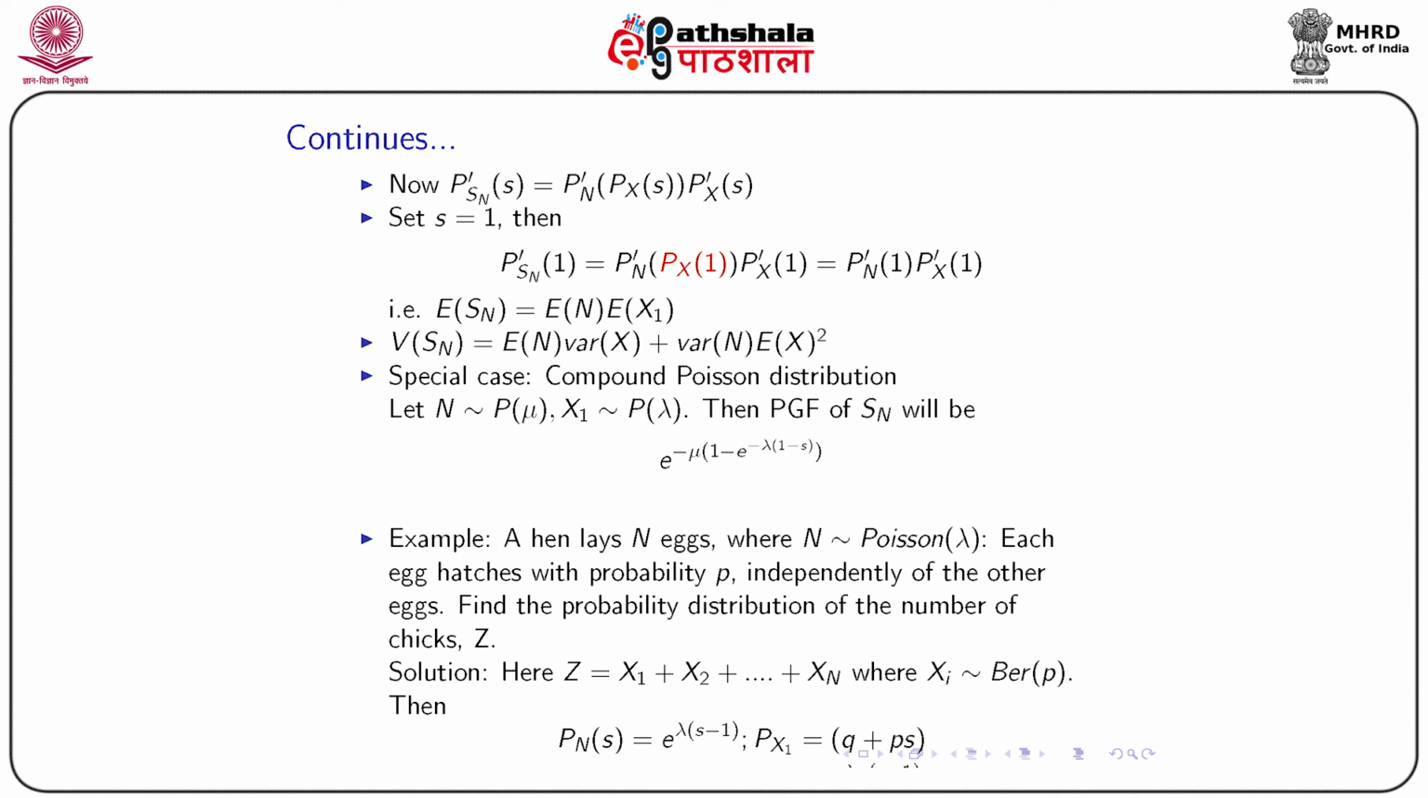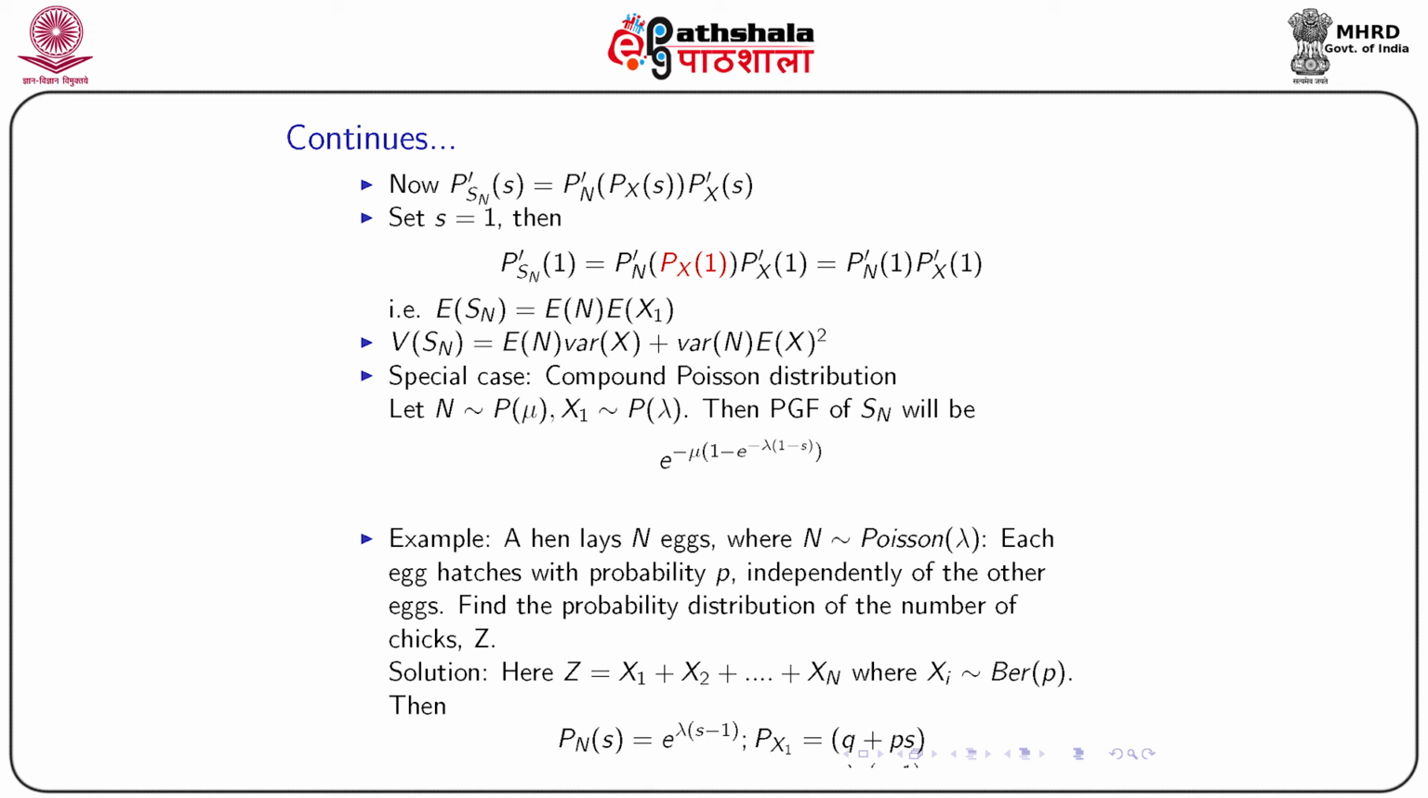The form of the variance can be shown after doing some mathematics. Variance of S_N is equal to expected value of N times variance of X plus variance of N times expected value of X squared. Now we consider a special case called compound Poisson distribution.